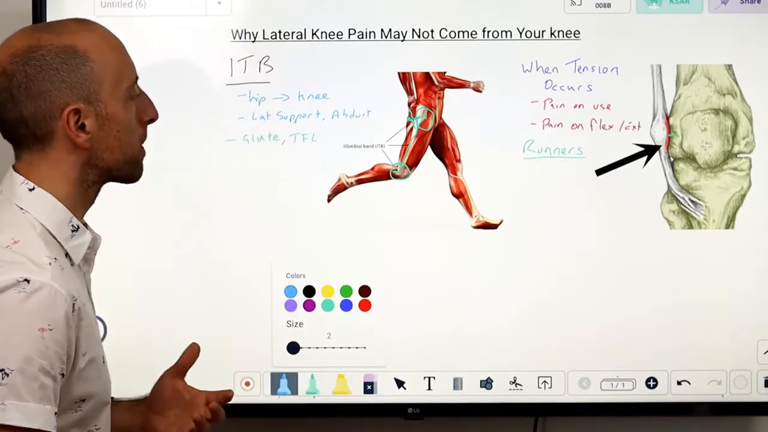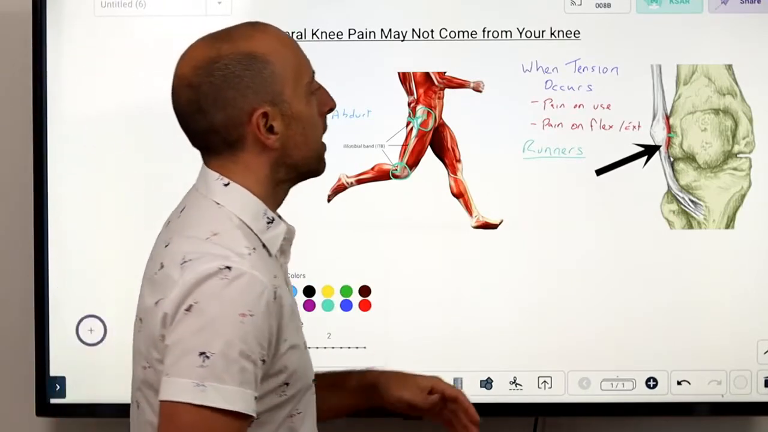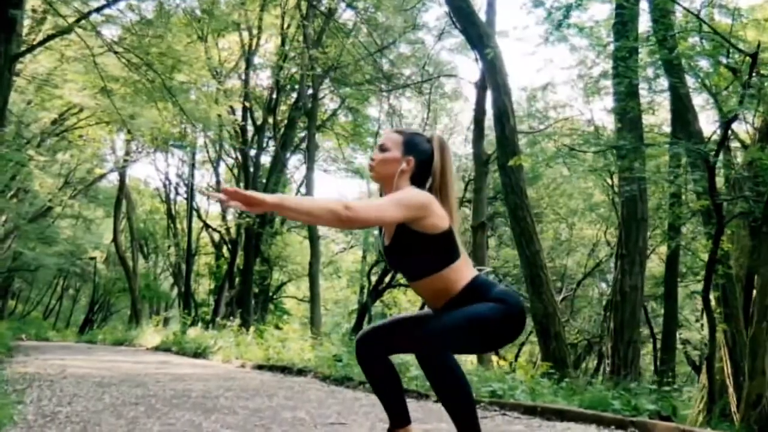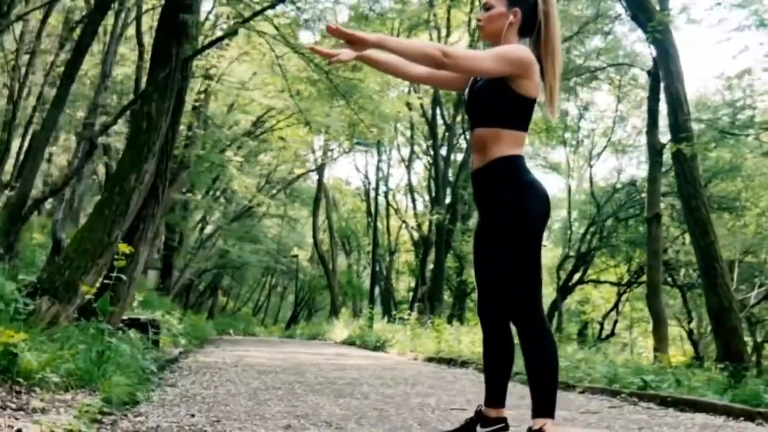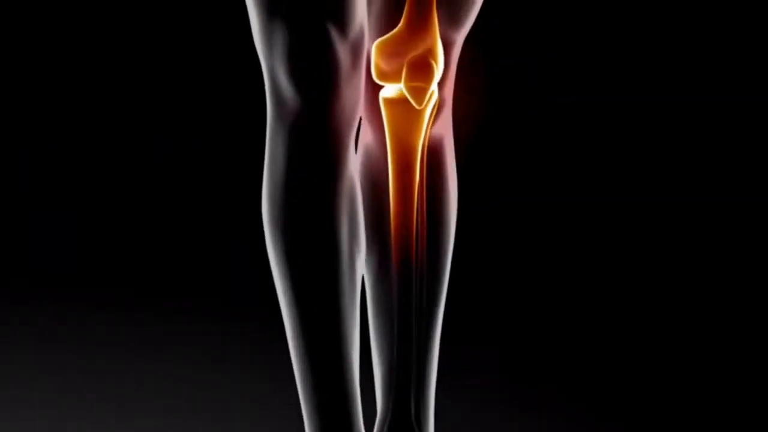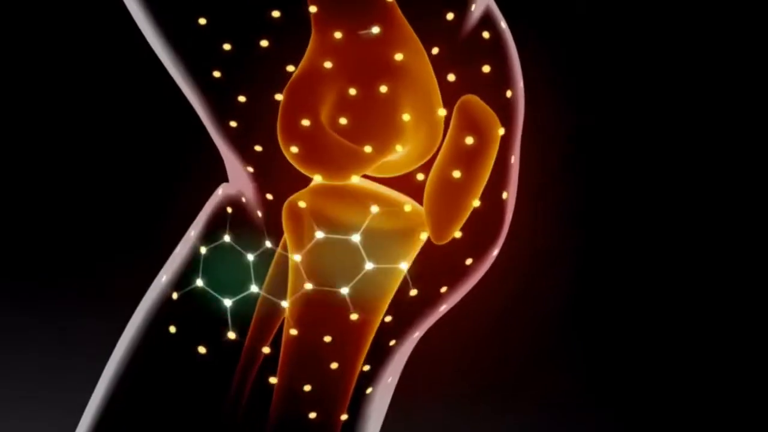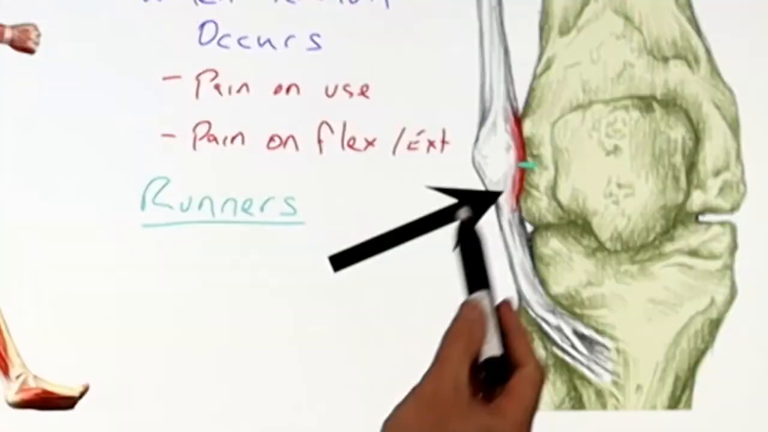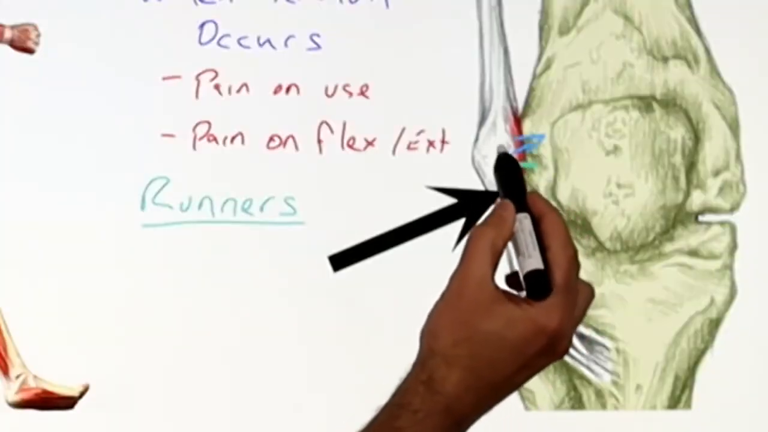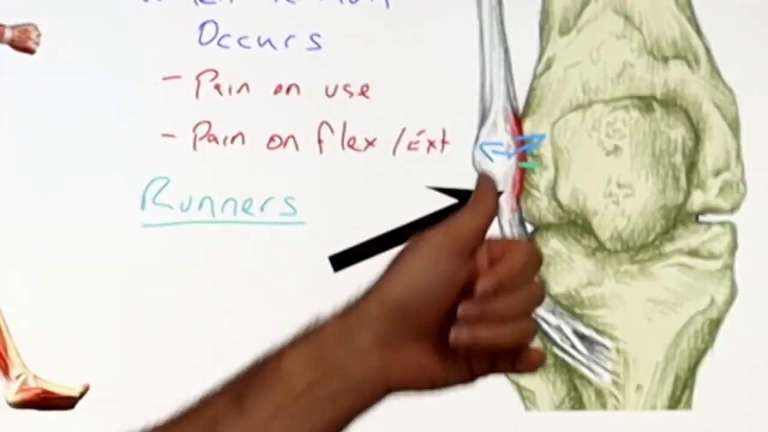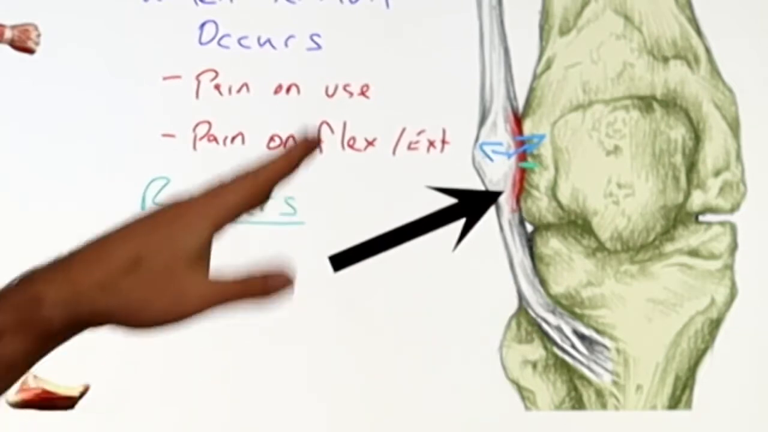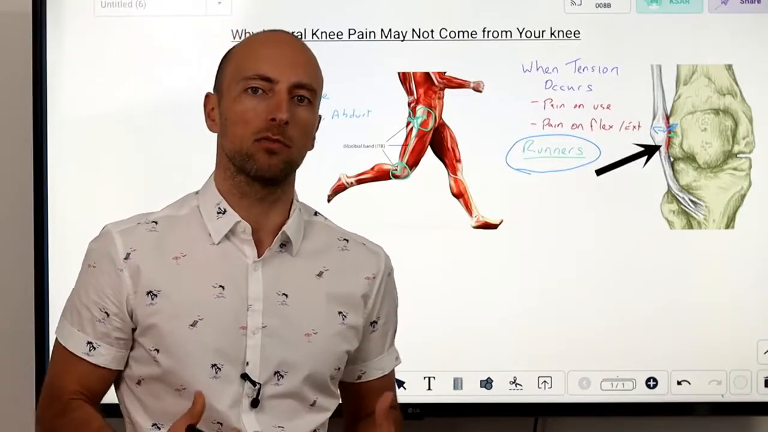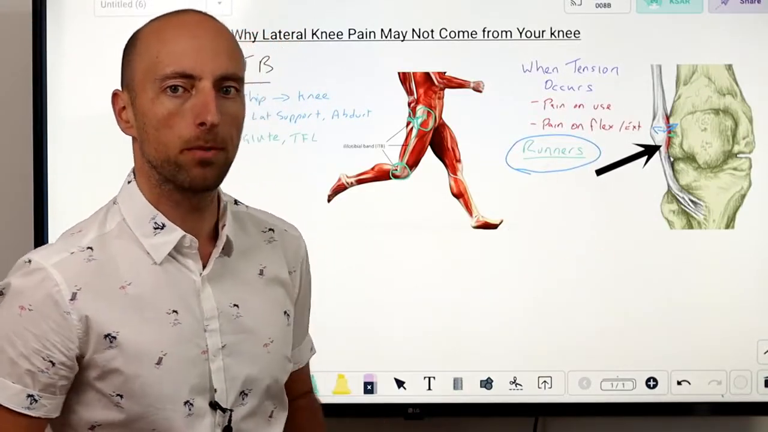So the typical people we see this with are people who get pain on use, as I was saying before. If it's bad enough, even squatting down and standing up, and sometimes even walking can be enough to aggravate it in some people. Pain on flexing and extending the knee. If you keep your leg straight and move, it's not an issue. It's when we're bending and straightening the knee that we start having this rubbing as that tendon moves backwards and forwards over the knuckle, and that's what creates the pain itself. Most commonly we see this in our runners, in people who are doing lots and lots of running. This is a really common problem.